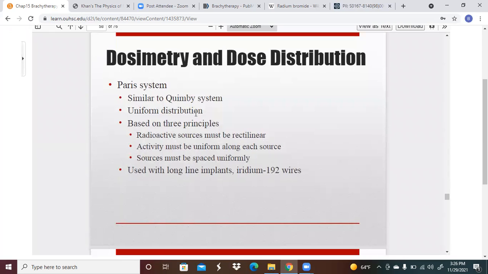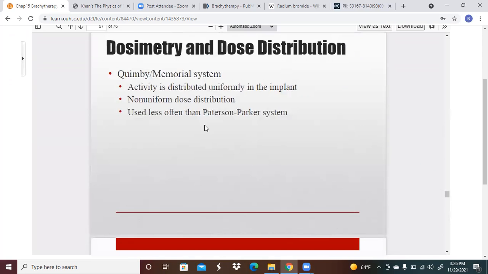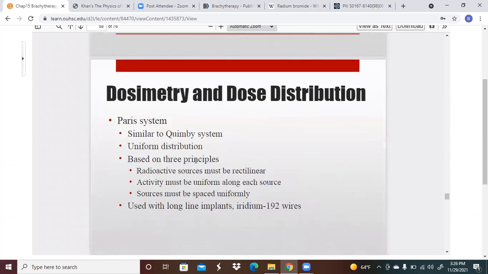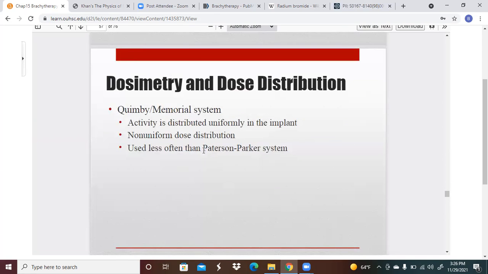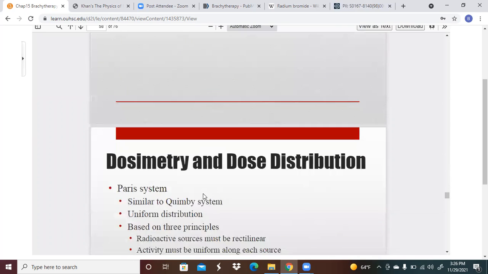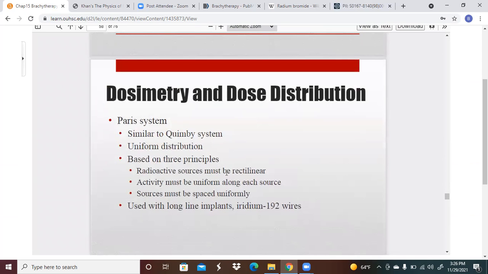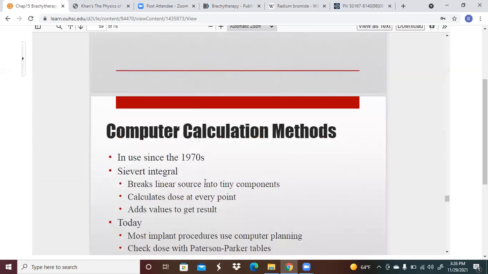The Paris system is very similar to the Quimby, or not the Manchester, but the Memorial system. It has a uniform distribution, unlike what you're seeing here. It's based on 3 principles. You've got radioactive sources must be rectilinear, which is linear in shape. Activity must be uniform along each source, and the sources must be spaced uniformly. It's used with long line implants or iridium-192 wires.